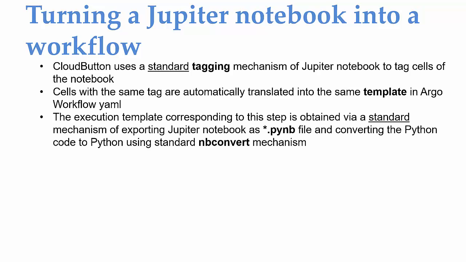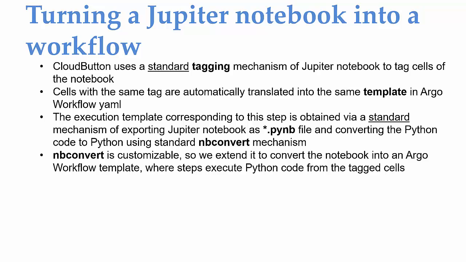The execution template corresponding to this step is obtained via a standard mechanism of exporting Jupyter Notebook as PyNB file and converting it into the Python code using standard NB converter mechanism. NB convert is customizable, so we extend it to convert the notebook into an Argo workflow template, where steps execute Python code from the tagged cells.